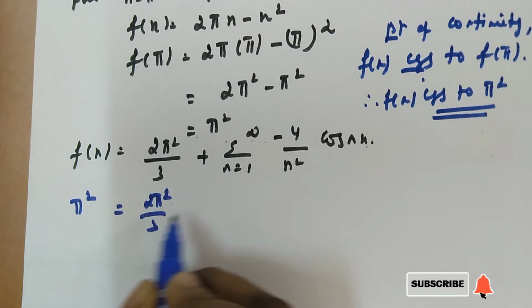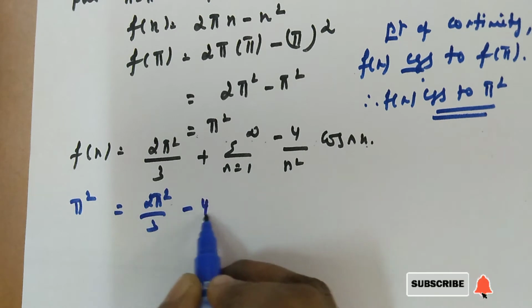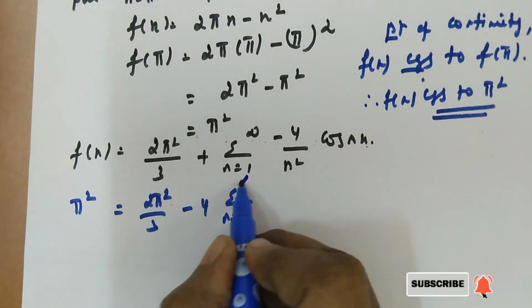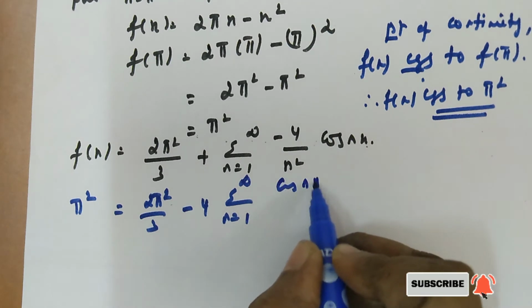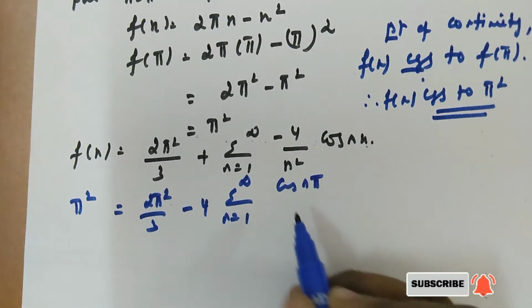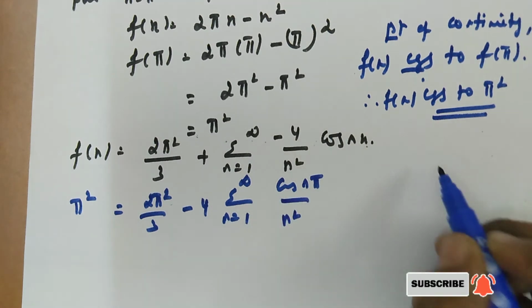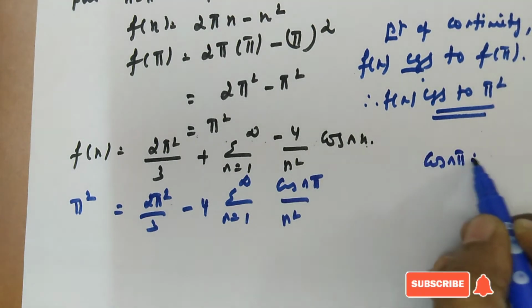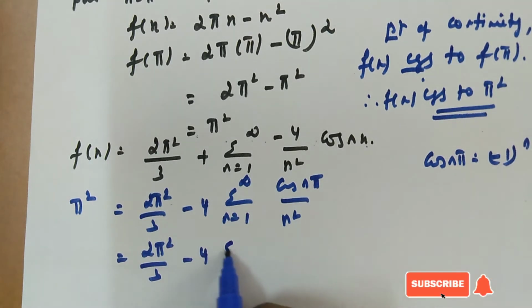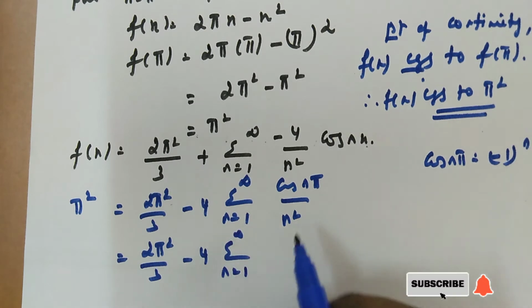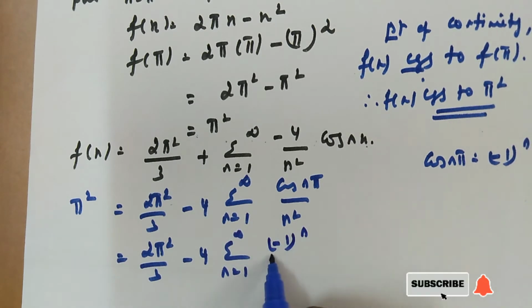pi square equal to 2 pi square by 3. Here you can take the minus 4 outside. Sigma n equal to 1 to infinity cos n x, with x is equal to pi. So this will become cos n pi by n square. We know the value for cos n pi. Cos n pi equal to minus 1 power n. So what will happen? 2 pi square by 3 minus 4 into sigma n equal to 1 to infinity minus 1 power n by n square.